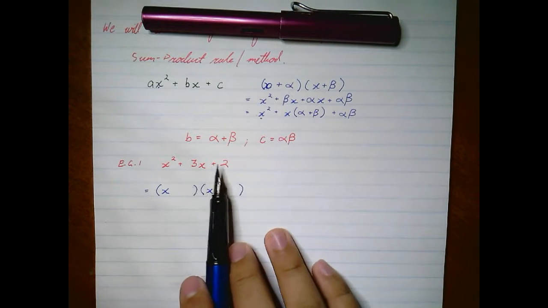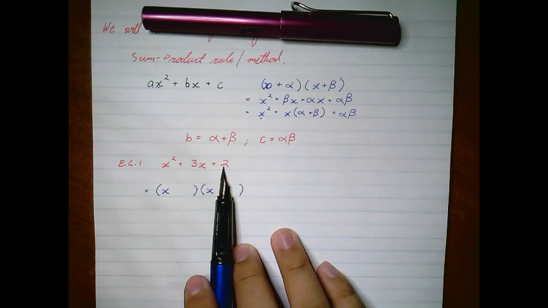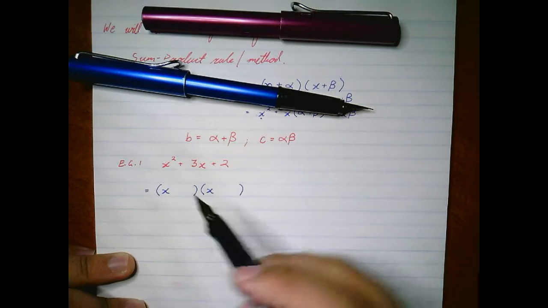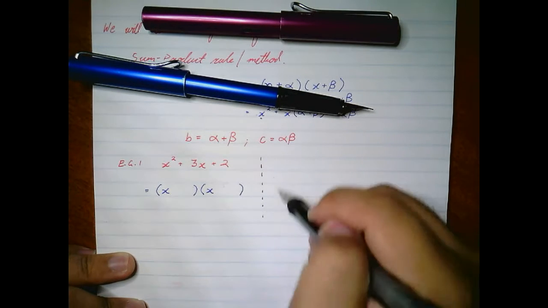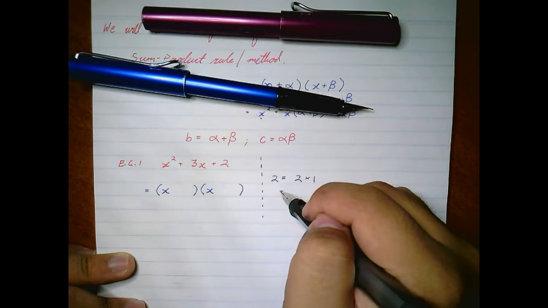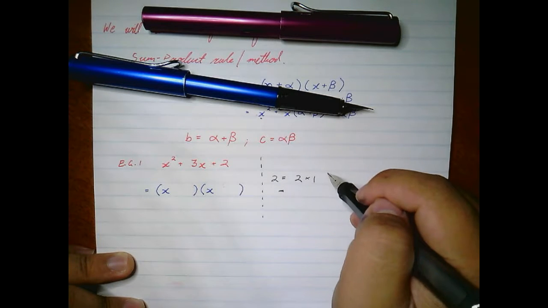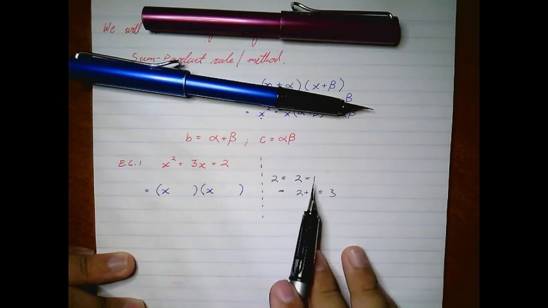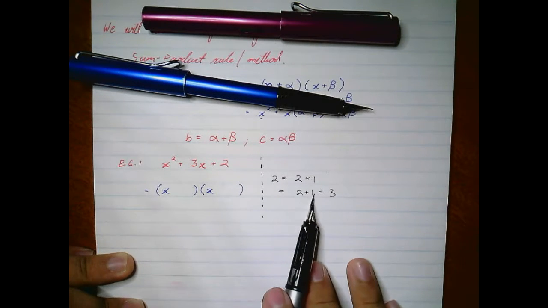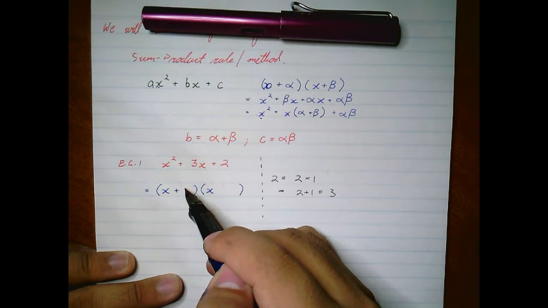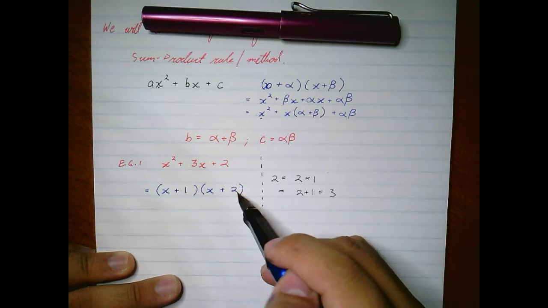Well, the factors of 2 are 1 and 2. 1 and 2 also add to give 3. So a little side note here: 2 is equal to 2 times 1. But if we take this pair, 2 plus 1 equals 3. So this works, because look, 1 times 2 is 2, and 2 plus 1 is 3. And they're both positive. So our numbers are going to be 1 and 2.